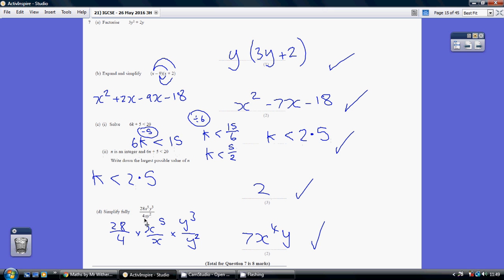Now for part D, I would just look at it like this: 28 divided by 4, 5x divided by x, x to the power of 5 divided by x, and y cubed divided by y squared. So 28 over 4 is 7, and when we're dividing we take away the powers, and this is obviously effectively x to the power of 1, 5 take away 1 is 4, and y cubed divided by y squared is y to the power of 1, which is y.